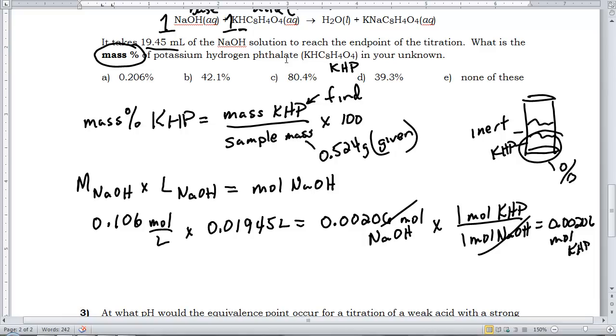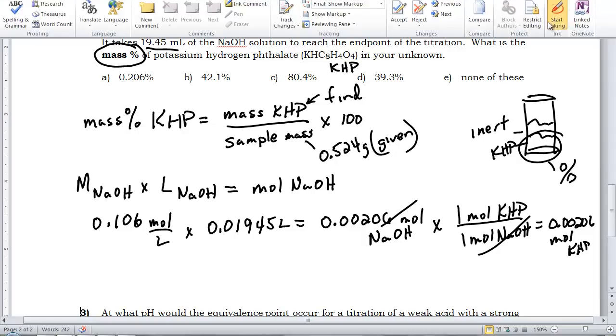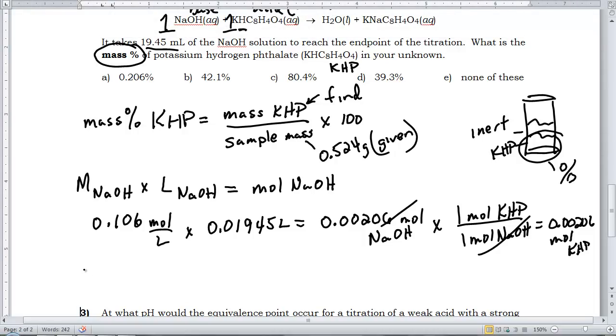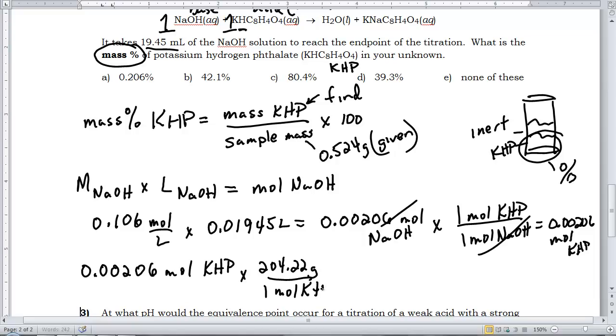How do you go from moles to grams? Molar mass. Calculate this out. Potassium, 5 hydrogens, 8 carbons, 4 oxygens. You should find about 204.22, so we take that 0.00206 moles of KHP times 204.22 grams per 1 mole KHP, moles cancel, we're left with grams, and you should find about 0.421 grams of KHP. Are we done?